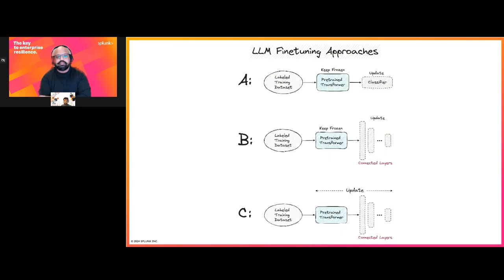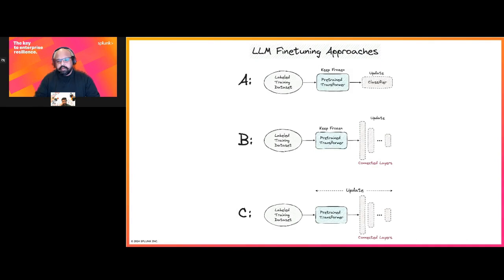Now, there are various ways to fine-tune a model. I'm covering some basic ones, and each one of them progressively gets more expensive. So let's see what they are. You start with the labeled training data set, and you feed it to your LLM, which is basically a pre-trained transformer. You take the output of that, which is essentially a bunch of numbers, and you use that as a feature vector to train another classifier. During training, you only update the parameters of the classifier and everything else remains frozen.